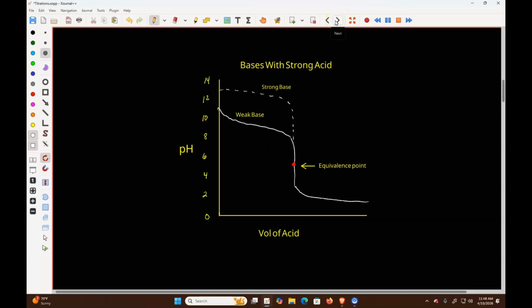Okay, here I'm showing you the reverse, where I'm adding acid to a strong base. I just wanted to make you aware of how the curve looks with a strong base and a strong acid, and a weak base and a weak acid.